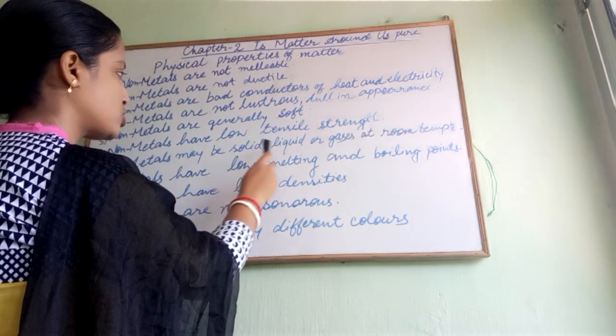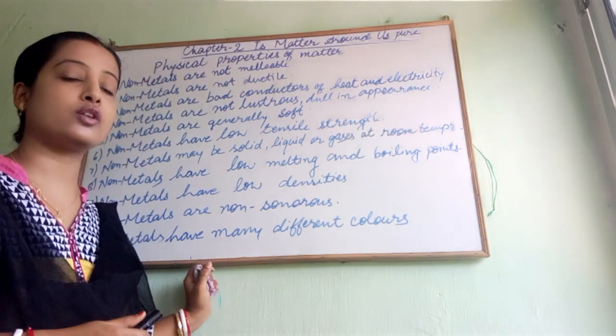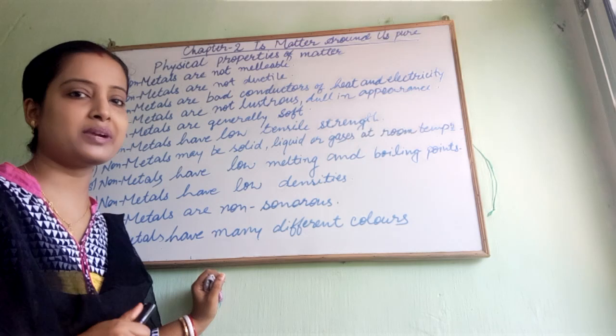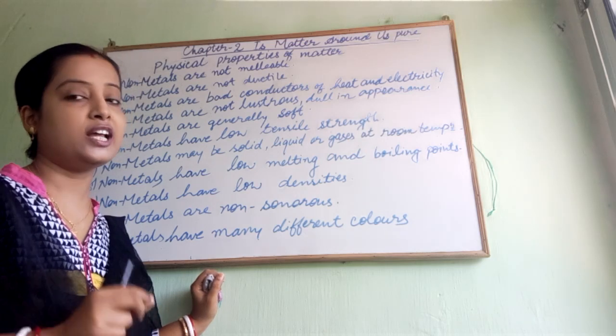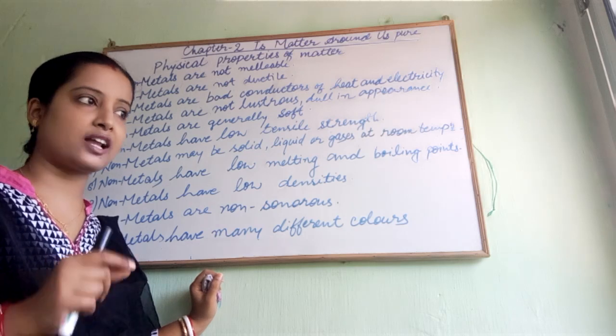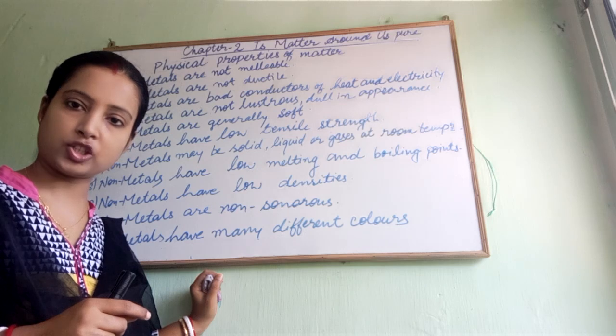Now comes the next one. Non-metals may be solid, liquid or gas at room temperature. Yes children, metals always exist in solid form except one, that is mercury. But non-metals can exist in solid, liquid or gaseous form. For example, non-metals like sulfur, phosphorus, carbon, these all are solid at room temperature.